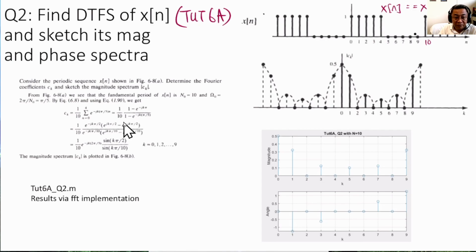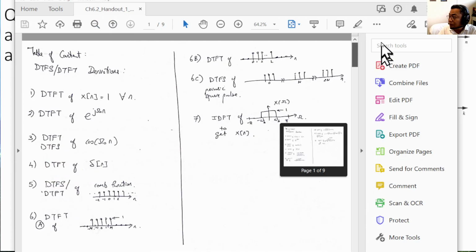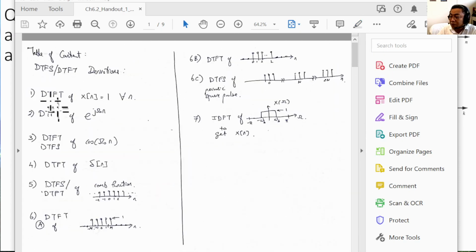Now the periodic pulse function is derived in our handout, chapter 6.2 handout. So now let's go to the handout and see. Remember, in the handout I've given you the DTFT of all these functions. You need to look at 6a first, which is the DTFT of an aperiodic pulse, and then you can look at the DTFS of this periodic pulse.